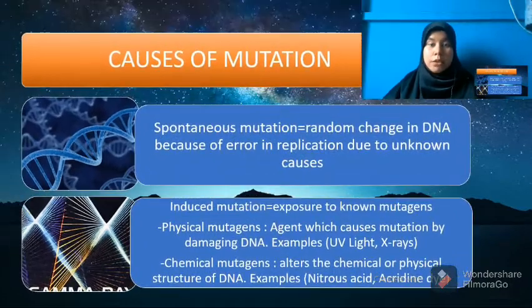So there are two types of causes of mutation: spontaneous mutation and induced mutation. Spontaneous mutation is a random change in DNA because of errors in replication due to unknown causes. And induced mutation is caused by exposure to a known mutagen.